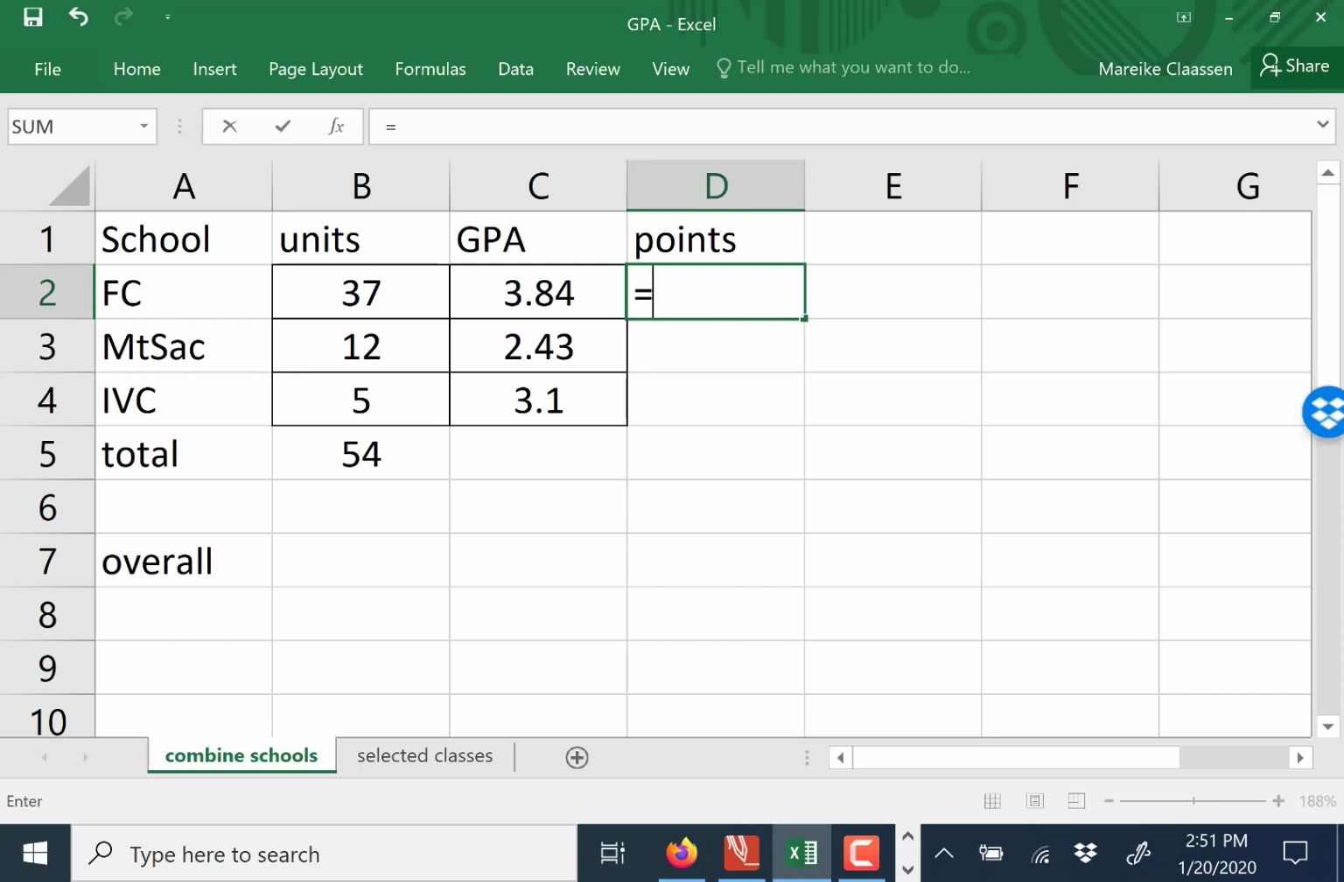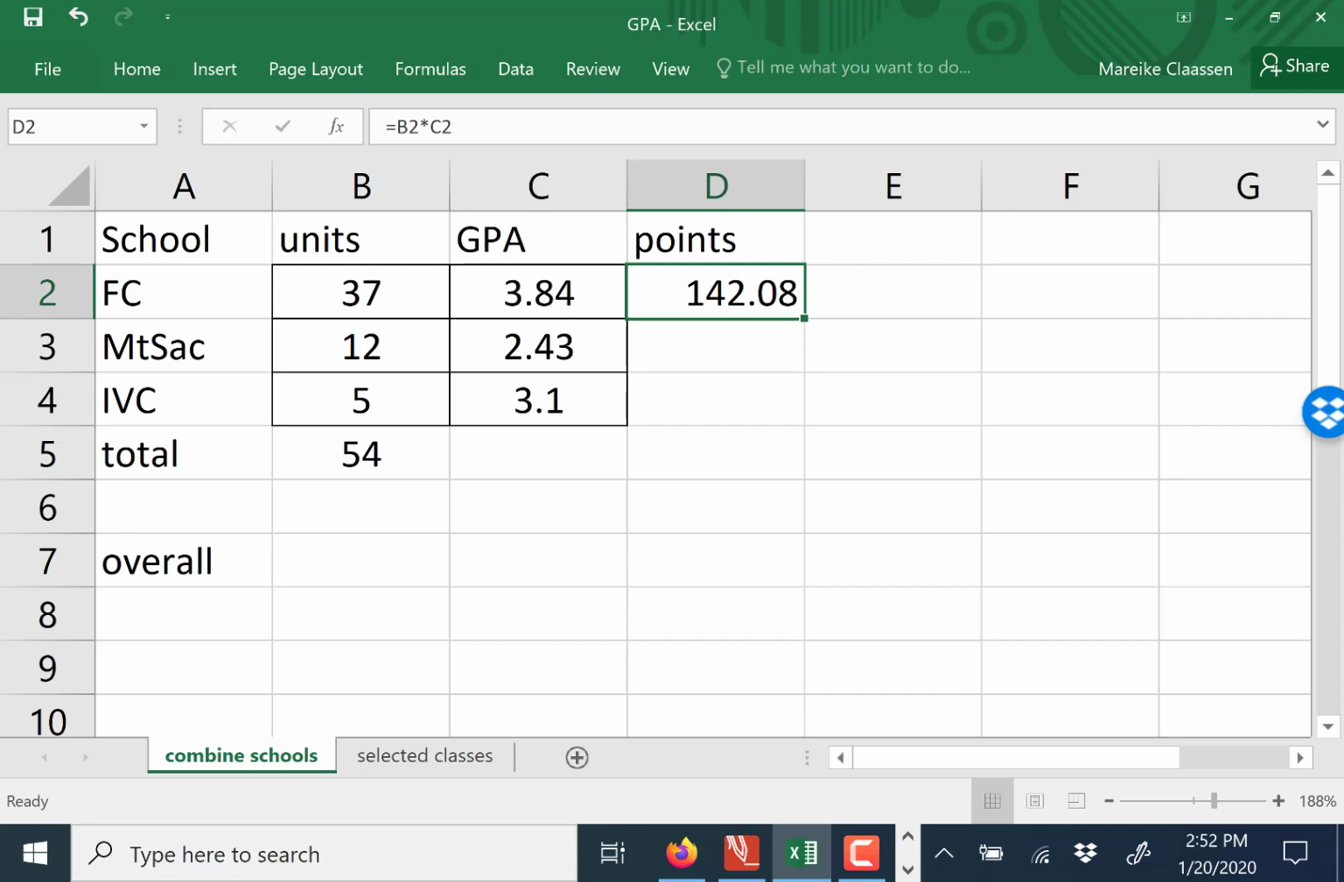So I'm going to set equal for formula, and then I'm going to do 37. So click on that cell, and multiply is a star, and then I'm going to click on the other cell. So that 142, that was the number we used our calculator to calculate.